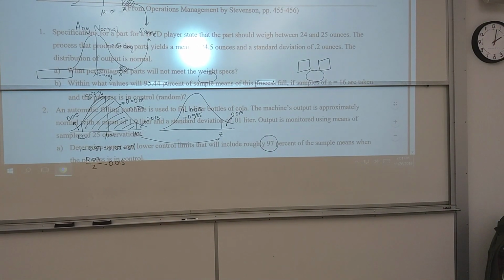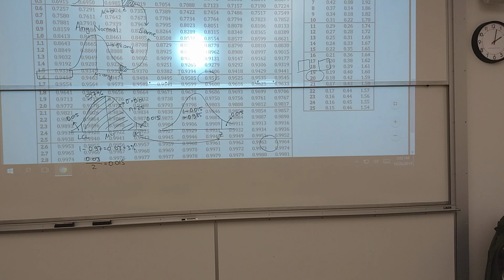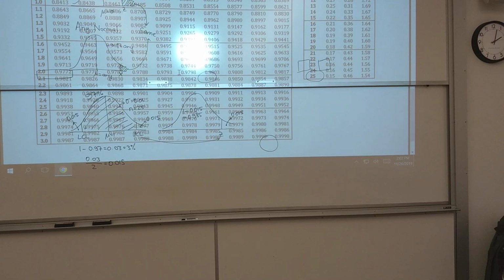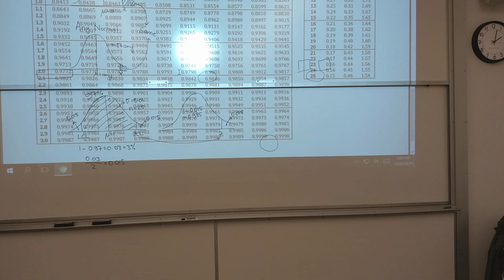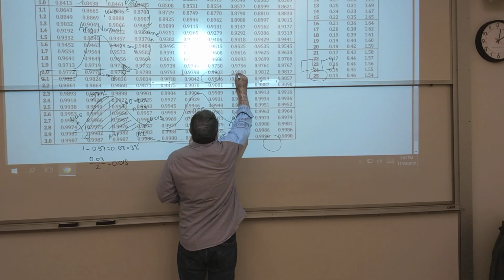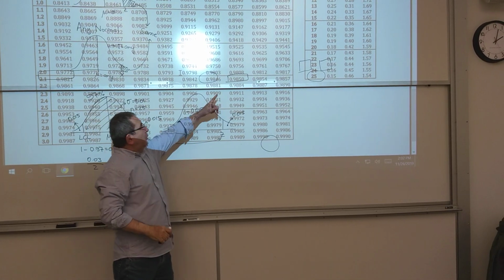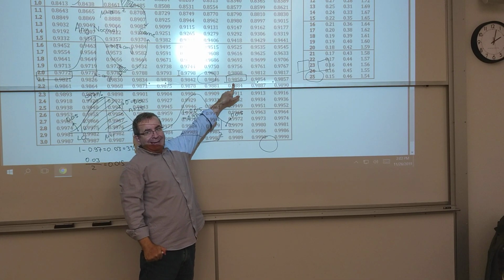Okay, so let's go to the back here. Okay, so this is the value. This is the belly probability that we're looking for. 0.985.